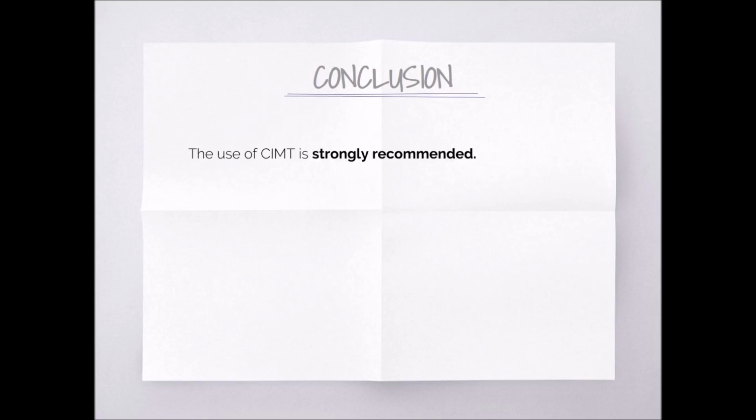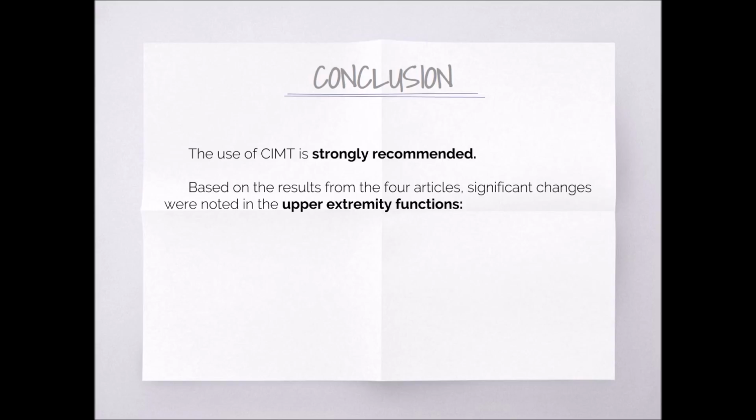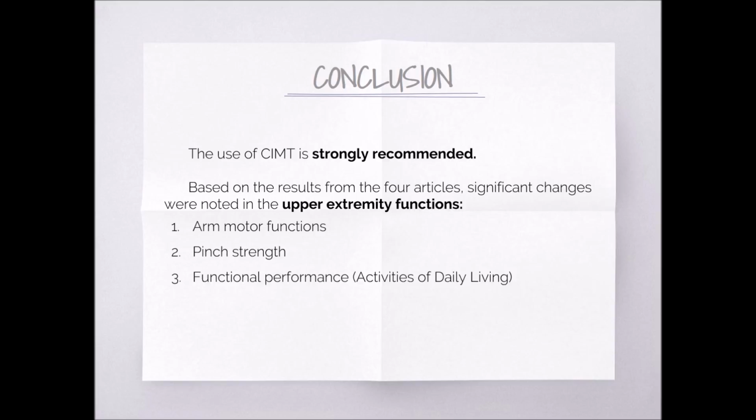Conclusion. The use of CIMT is strongly recommended to patients who had stroke and had experienced difficulties in their daily life because of the limitations brought about by their condition. Based on the results from the 4 articles, significant changes were noted in the upper extremity functions. Number 1 is arm motor function, number 2 is pinch strength, and number 3 is functional performance, activities of daily living. In order to sustain the positive effects of this intervention, training is encouraged at home.